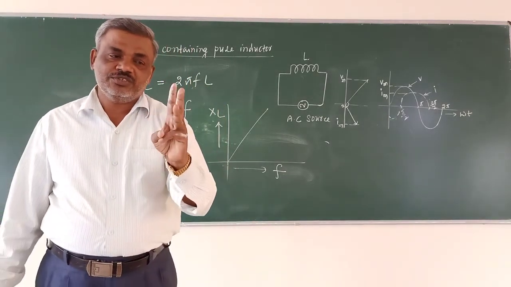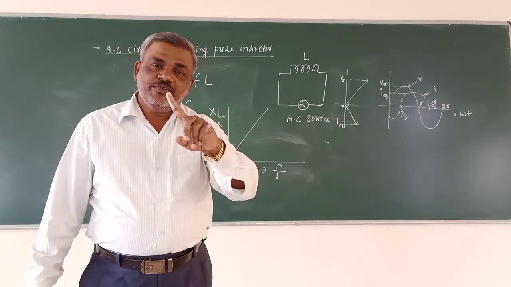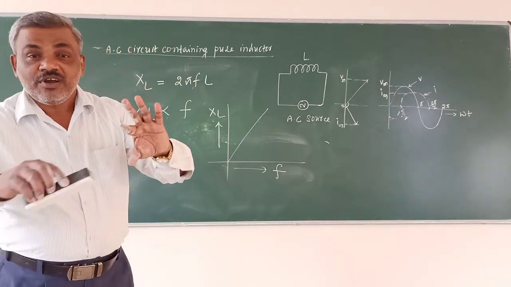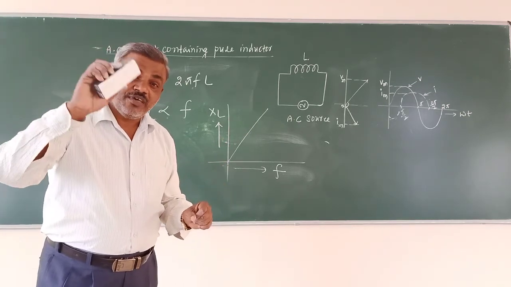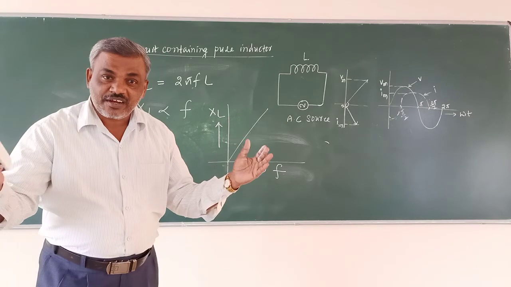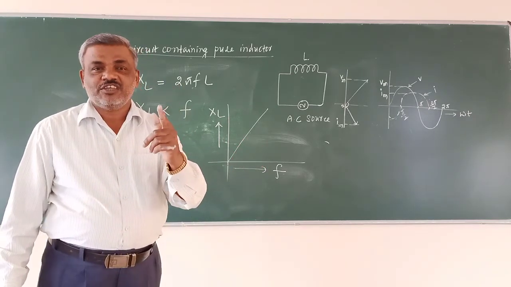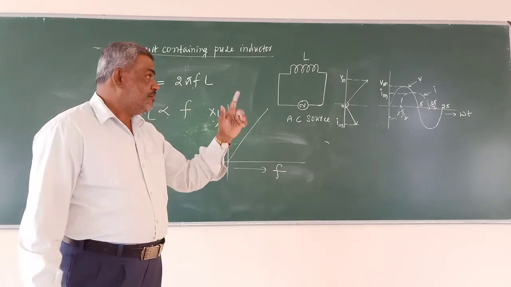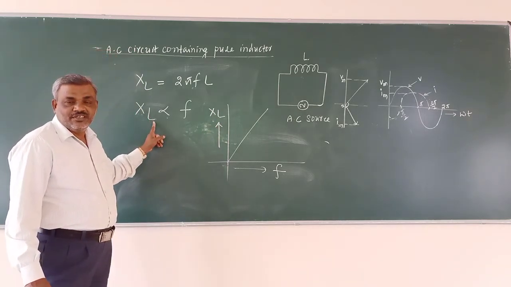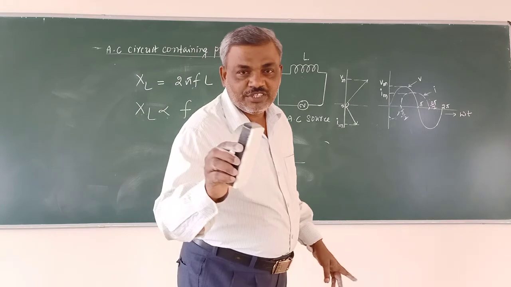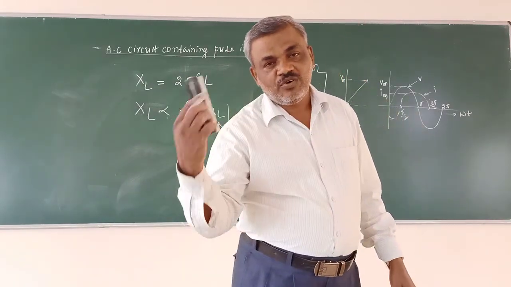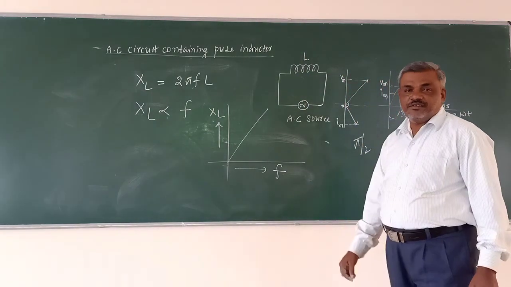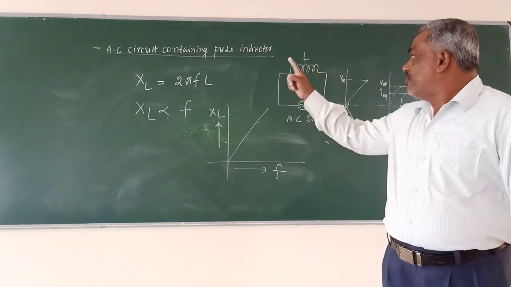So there are three important circuits: AC circuit containing a pure resistor, a pure capacitor, and a pure inductor. When the alternating source is applied, what is the behavior of current and voltage? What is the phase difference? What kind of reactance takes place? In a resistor circuit, current is in the same phase. In a pure capacitor circuit, there is capacitive reactance. In a pure inductor circuit, there is inductive reactance. The phase difference between voltage and current in a pure resistor is 0 degrees. In a pure inductor or pure capacitor, it is pi by 2 or 90 degrees. So this is the AC circuit containing a pure inductor.